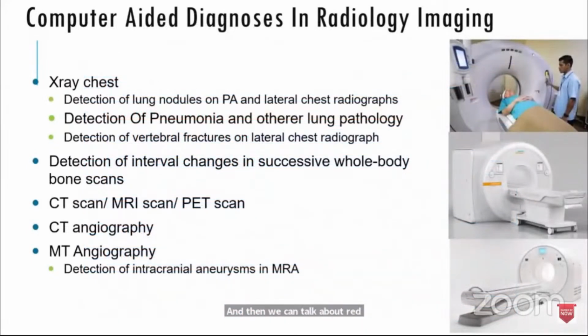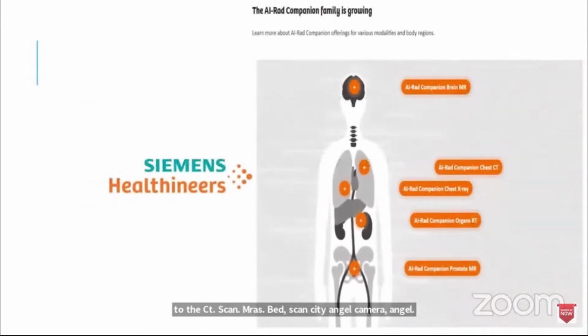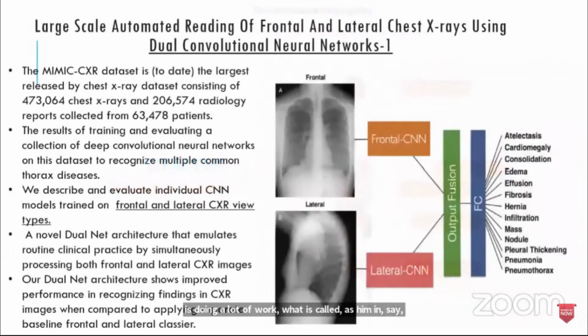And in radiology, there are several things available: X-ray chest, CT scan, MRIs, PET scan, CT angio, MR angio, everything is available. And if you see, Siemens is doing a lot of work, what is called Siemens Healthineers, and these are the various areas where the AI system is being used. Now let us start giving some examples.